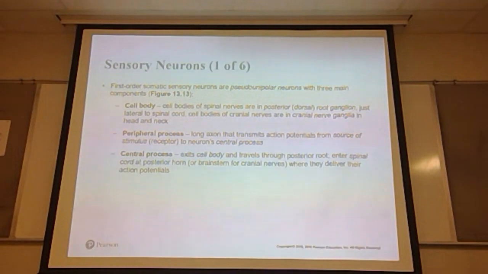Sensory neurons, the first order somatic sensory neurons, are pseudounipolar neurons with three main components. There's a cell body. The cell bodies of spinal nerves are in the posterior root ganglion, just lateral to the spinal cord. The cell bodies of the cranial nerves are in the cranial nerve ganglia in the head and neck. The peripheral process is a long axon that transmits action potentials from the source of the stimuli to the neuron's central process. The central process exits the cell body, travels through the posterior root, and enters the spinal cord at the posterior horn, or the brainstem if you're talking about cranial nerves, where they deliver their action potentials.